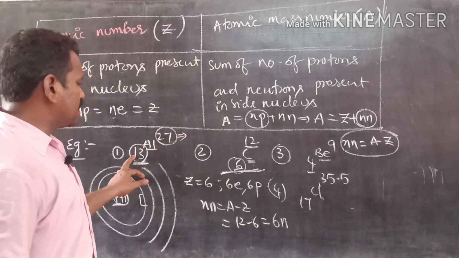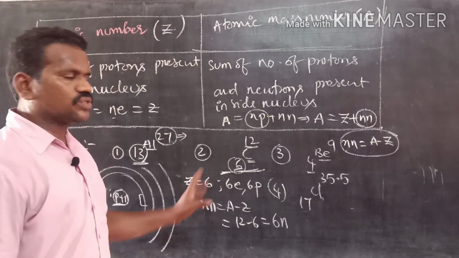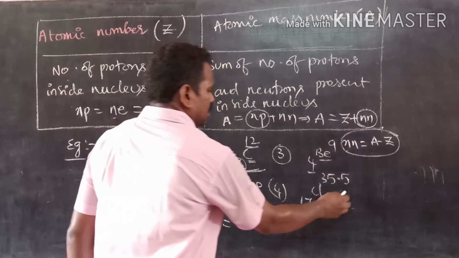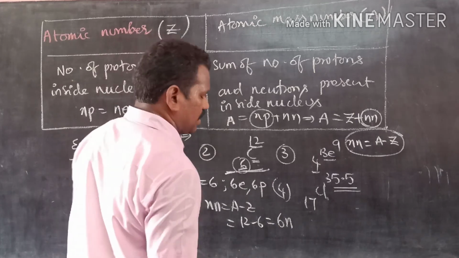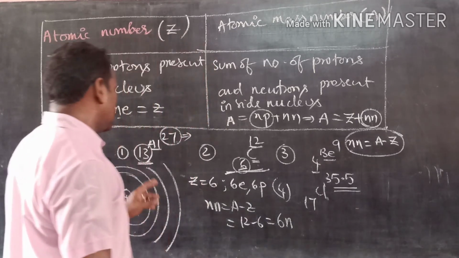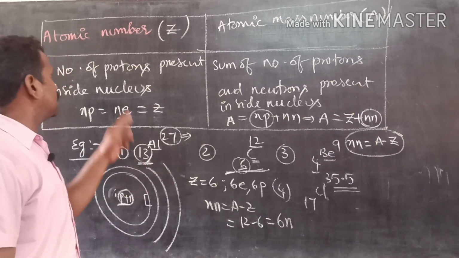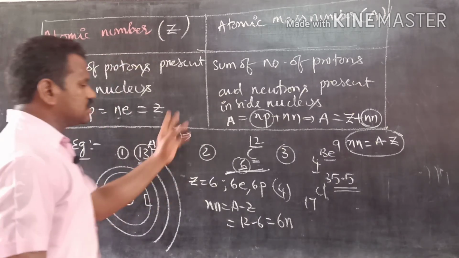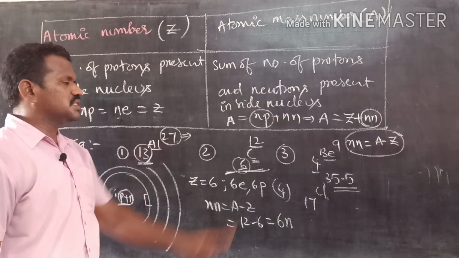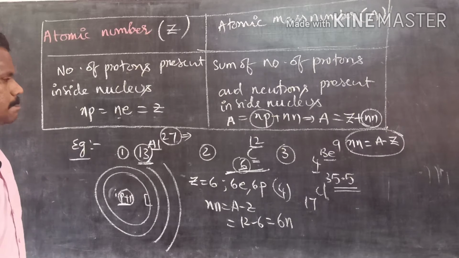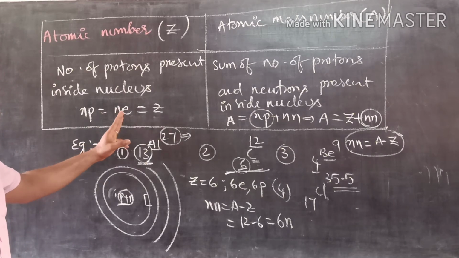See here, atomic number is always a whole number. There are no fractions, whereas atomic mass may be a fractional number, so different kinds of values will be there. The main differences: the total number of protons is said to be the atomic number, and the sum of protons and neutrons present inside the nucleus is called the atomic mass number.